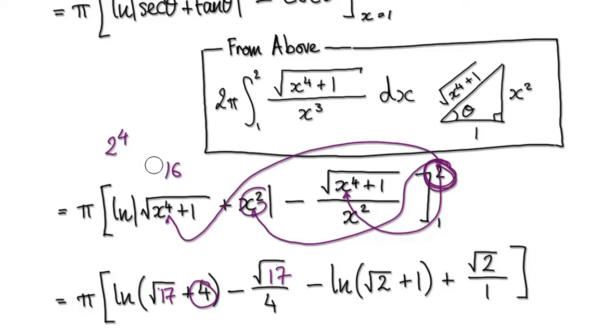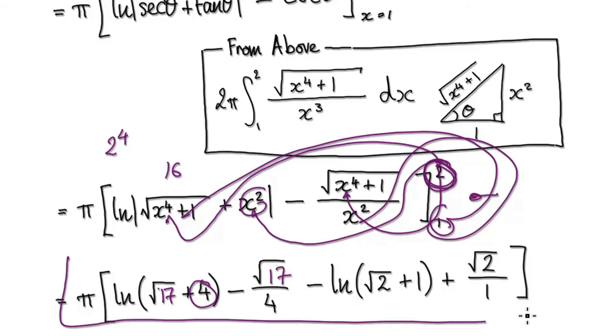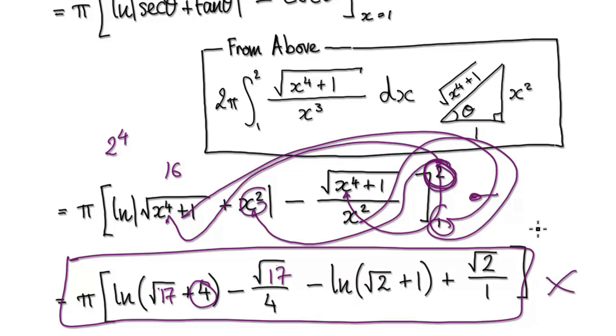I'm going to leave this as an exercise for you. From here, if you put 1 into here and put 1 into here, that should give you the right answer. This here is wrong. So it's an exercise for you to do.